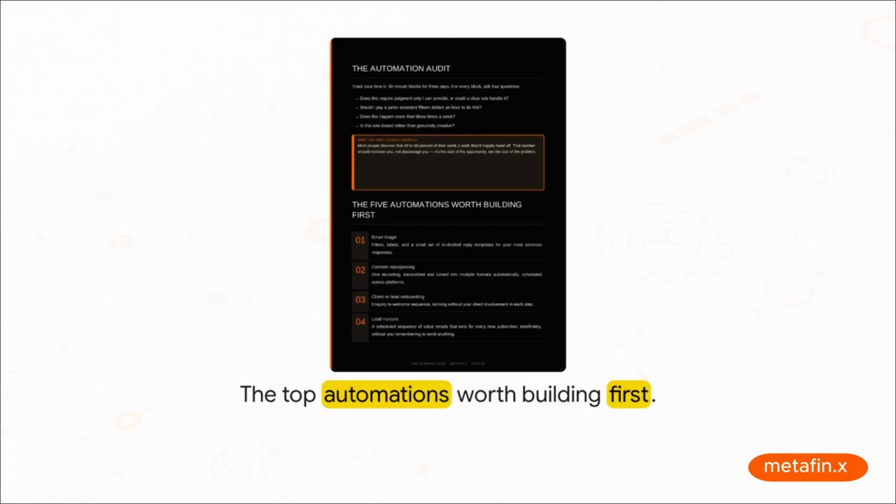Let's break those down a bit. First up, email triage. We are not just talking about a basic spam filter here. This means using AI-drafted templates for your most common responses, so you literally never type the same email twice. Second is content repurposing. Just imagine recording one single audio or video file, and your system automatically transcribes it, formats it, and schedules it across all your platforms without you ever lifting a finger.